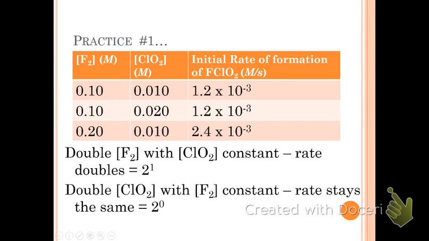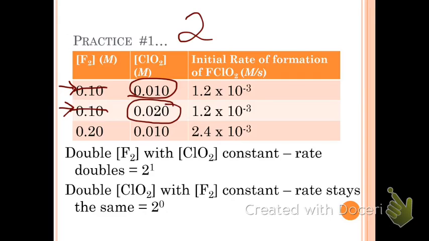So then, when I look at my ClO2, I'm trying to leave my F2 constant. So for that one, I'm going to use experiment 1 and experiment 2. Because in experiment 1 and 2, the F2 stays the same, but my ClO2 changes. At first, it's 0.01, and then it's 0.02, which again is a doubling. Works out great. And when I look at my rate of reaction, I see that there is no change.